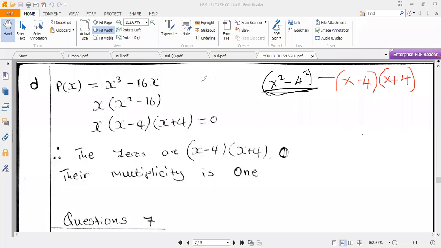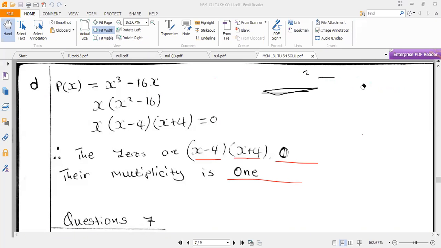So at that point now, we have that the zeros are x minus 4, x plus 4, and 0, because the first x is equal to 0. So the factors are x minus 4, x plus 4, and 0. And their multiplicity is 1, because this is x minus 4, this is x plus 4. They are not repeating, they are different. So their multiplicity is 1. I hope that is clear.